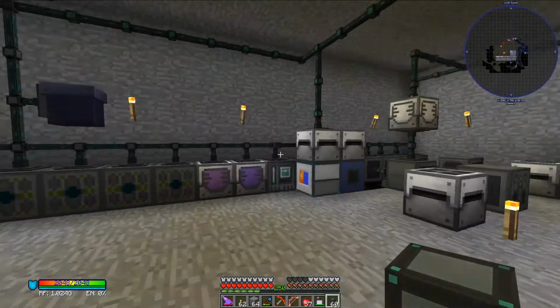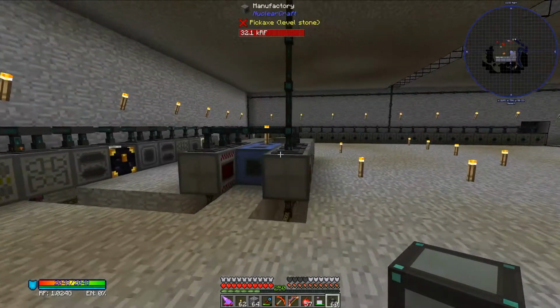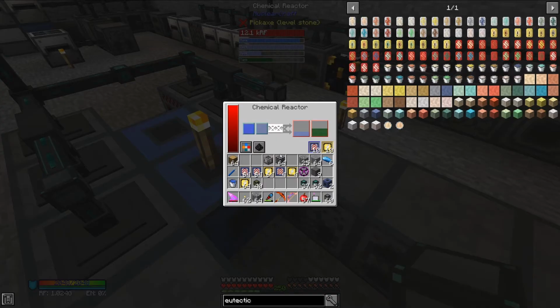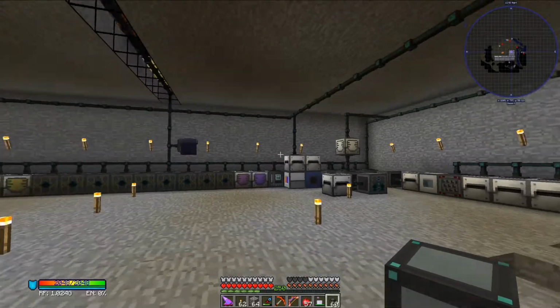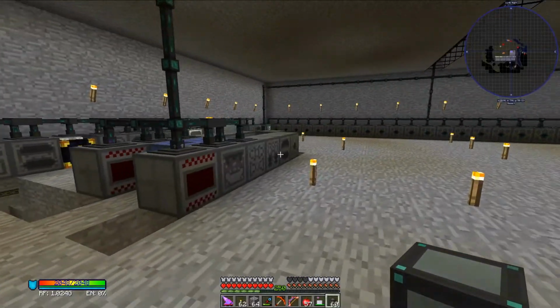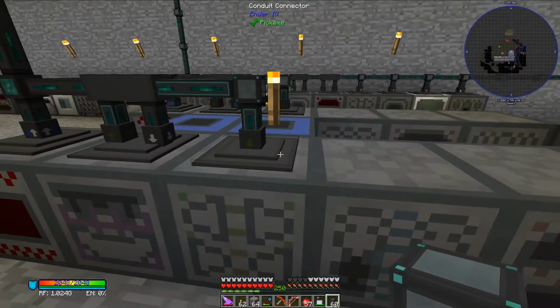One thing I might be able to do is I actually keep hydrofluoric acid in this tank here. It's actually empty at the moment because I used the hydrofluoric acid. If I grab some fluid filters, I can actually export the hydrofluoric acid to this over here. So I can actually use that. But for right now, let's just concentrate on the sodium hydroxide and the potassium hydroxide.